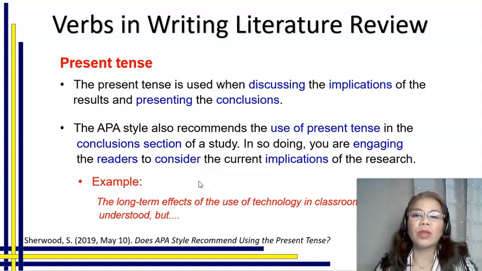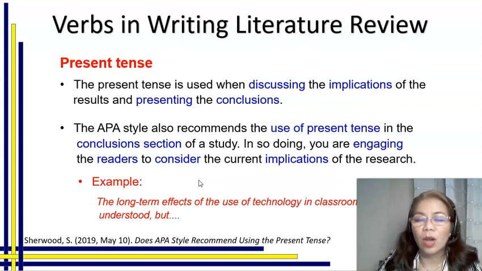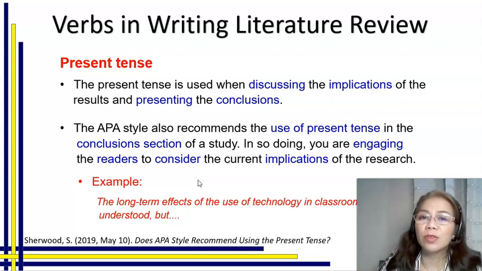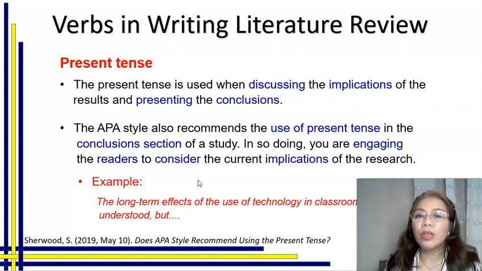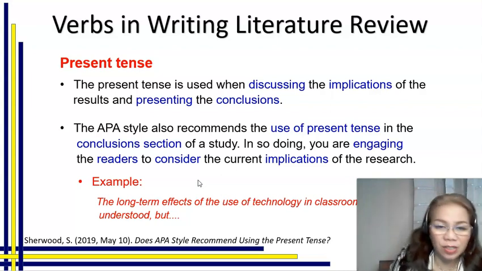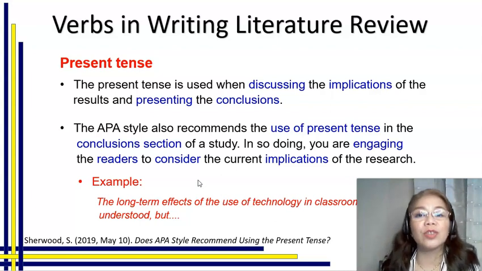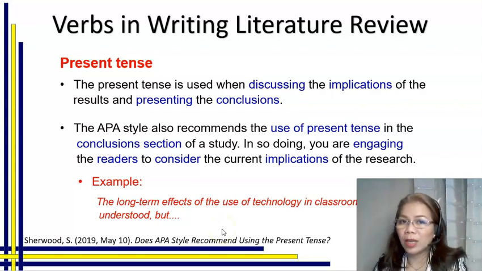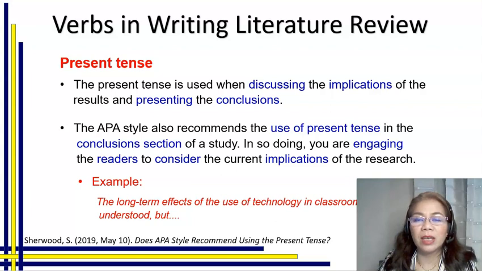Now, let's move on to the use of present tense. Present tense is used when you are discussing the implications of the results or when you are presenting the conclusions of your study. Now, the APA style recommends the use of present tense in the conclusion section of the study. Why? When you use present tense, you're actually making your readers feel that they are engaged to consider the current implications of your research. For example, the long-term effects of the use of technology in classroom practices are not yet understood. Take note that the verb that we are using here is are, and are is in present tense.